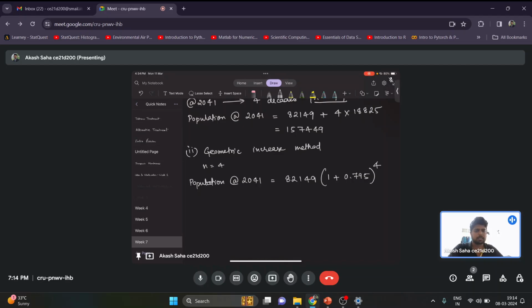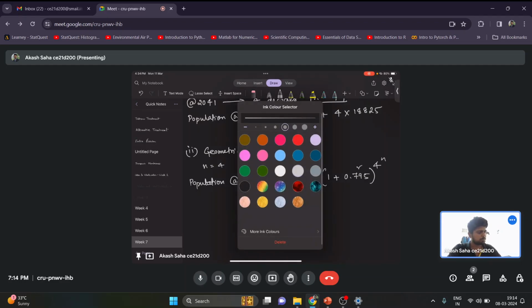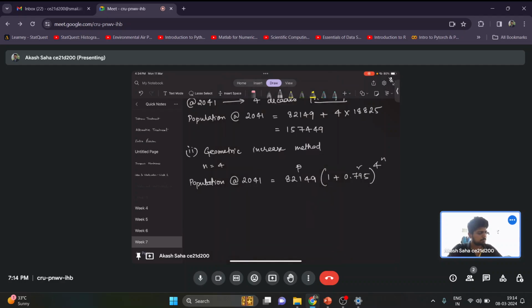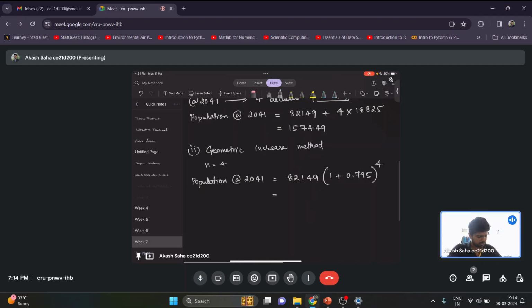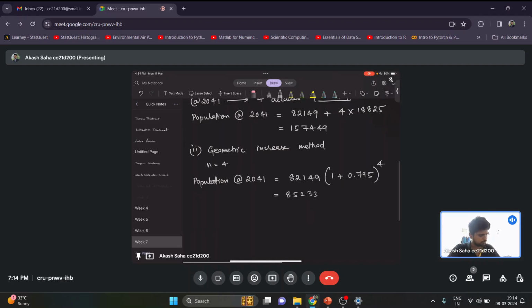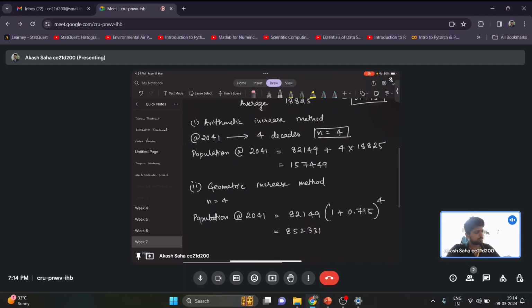So it looks like a compound interest formula, where this is the P and this is R and this is N. So this is nothing but the compound interest formula. So if we calculate this, we will get the answer as 852,331.